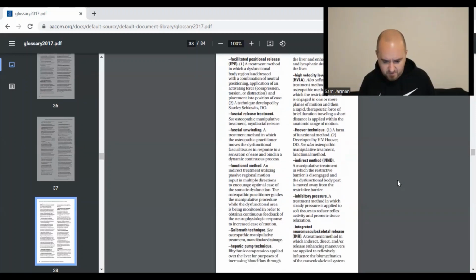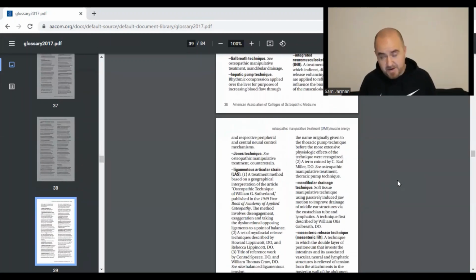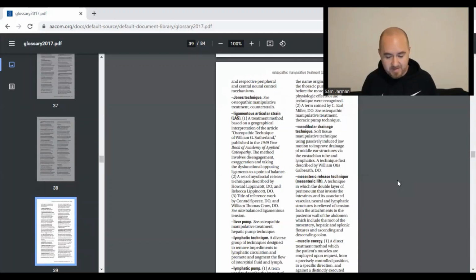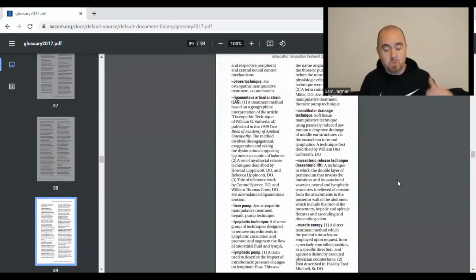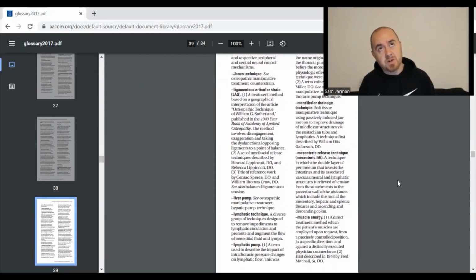So now we just move a little bit further to find another one. There's a lot of indirect techniques. There's more named indirect barrier methods than there are direct barrier methods, generally speaking, especially when you look through the glossary. Within the glossary, you're going to see things like Jones technique, ligamentous articular strain, strain counterstrain, or it might just say counterstrain. Jones technique and counterstrain are the same thing, right? You're going to see functional technique.